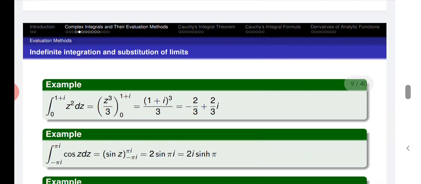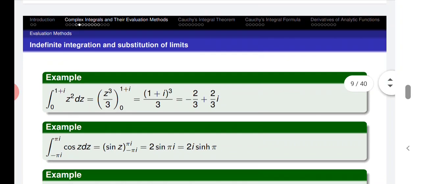Now we have some examples of such integrals. The first example is the integral from 0 to 1 + i of z squared dz. In it we integrate z squared simply as z cubed by 3 with upper and lower limits. After putting in the values of the upper and lower limits, we have the result minus 2/3 + 2/3 i.